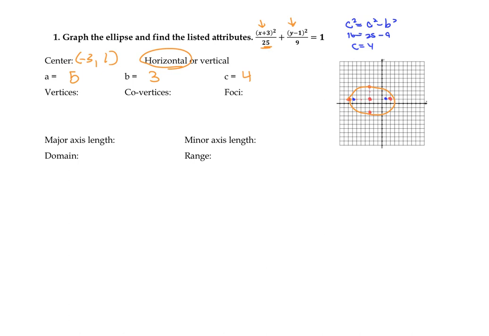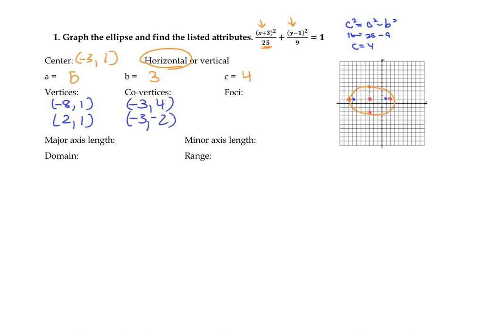So now I can write the ordered pairs of my vertices by just finding their location. If the center is at -3 and I go left 5, that's at -8, still stays at 1. And then -3 plus 5 will give me 2, 1. Then my minor axis is going up and down 3. So I'm at -3, and I would add 3 to 1 and go up to 4. I'm at -3, and I go down, I'm at -2.